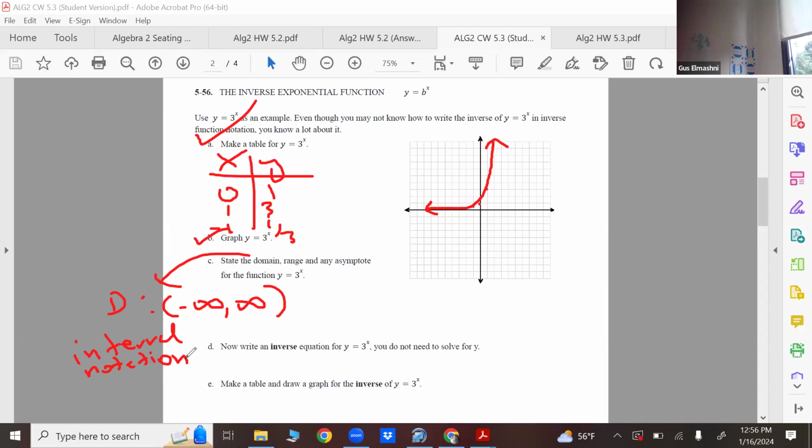Now, why do you put parentheses? Parentheses mean it's not included. So I don't know what infinity is. It's this abstract idea. Like this number just keeps getting bigger, bigger, bigger. I don't know where it stops. It doesn't stop. It keeps going, right?